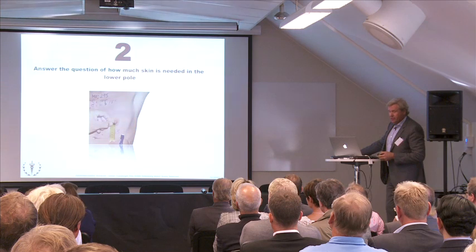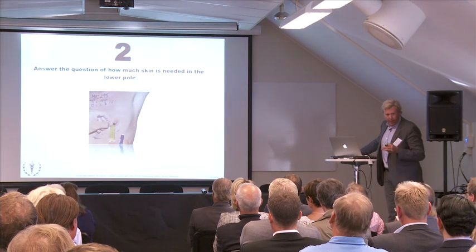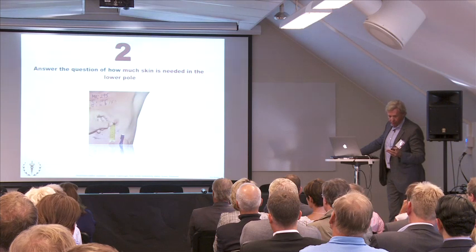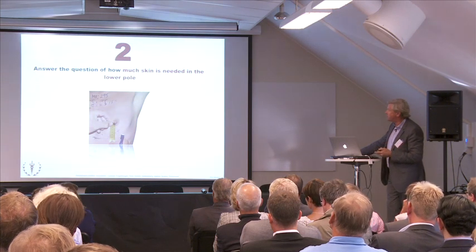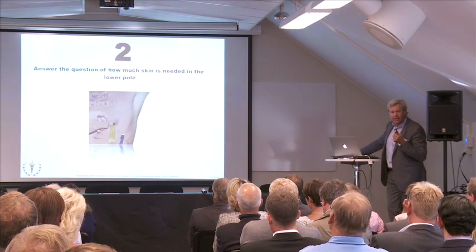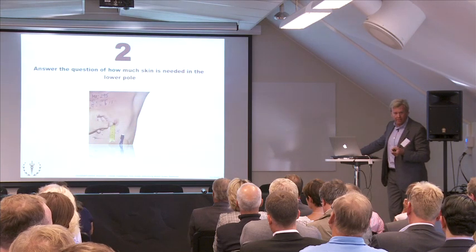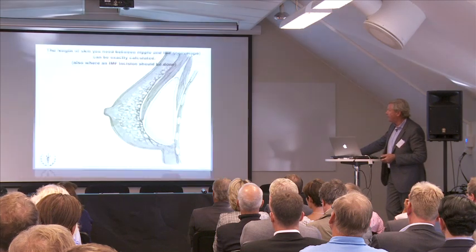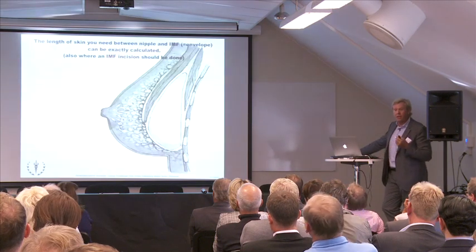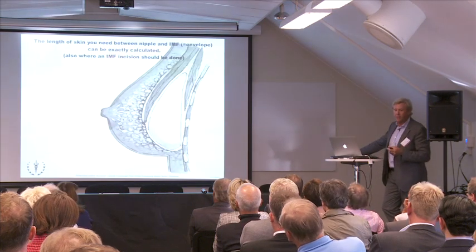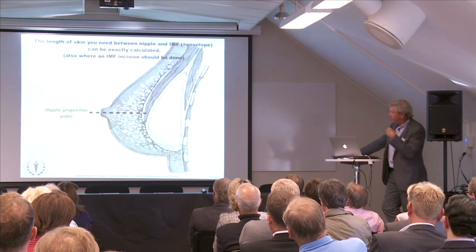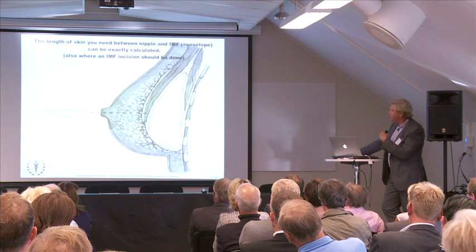Now, that is the first thing to consider when we answer if a mastopexy should be avoided or not. The second thing we have to answer is, how much skin do we actually need in the lower pole of the breast? And this is something we can mathematically calculate. Because the amount of skin we need in the lower pole of a breast in a breast augmentation relates to where the nipple projects on the implant ventral surface.